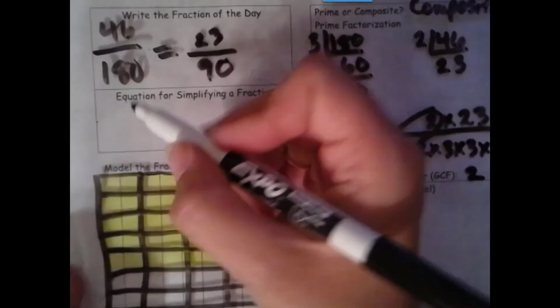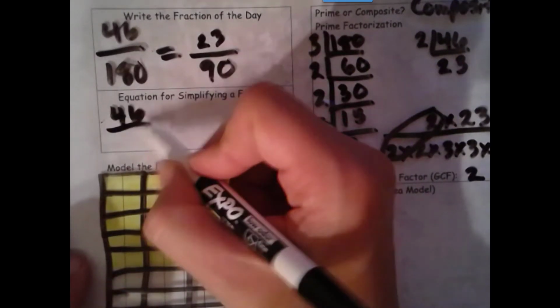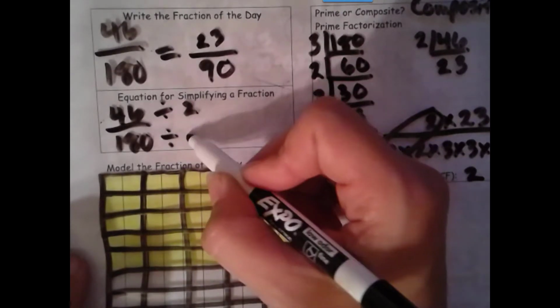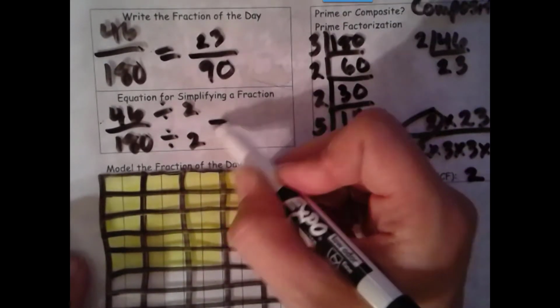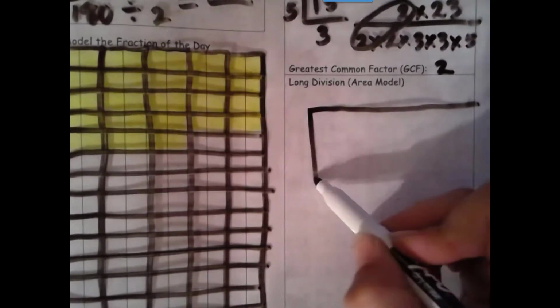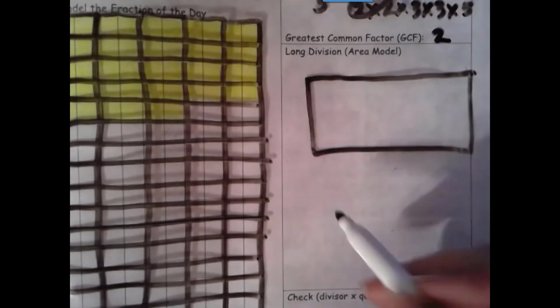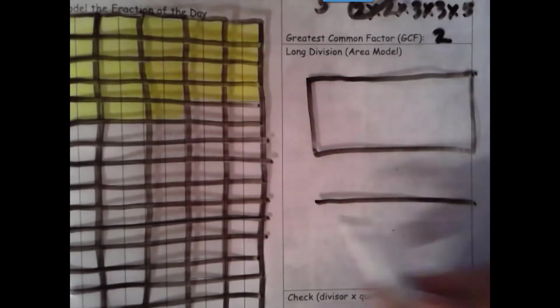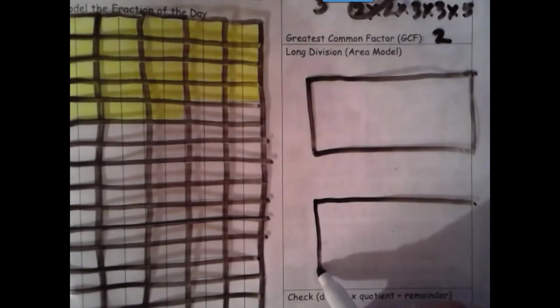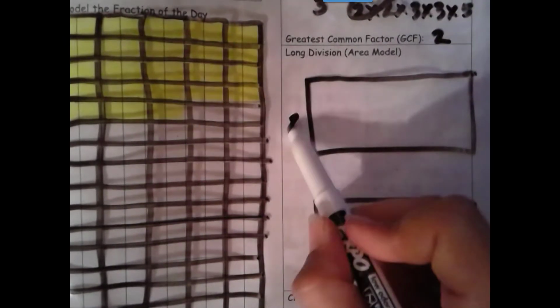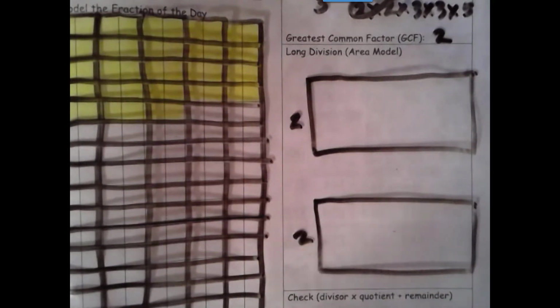All right, now that we've done the division with our model, let's go ahead and do it with our algorithm. We're going to divide by our greatest common factor. Now you may have a preferred way of doing your long division, but I want to show you a way that may lead to your learning your standard algorithm for next year. Just to make sure, our greatest common factor was 2.